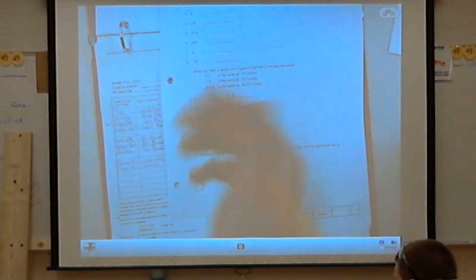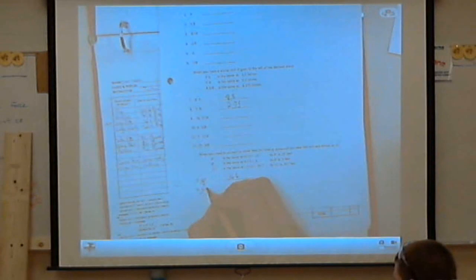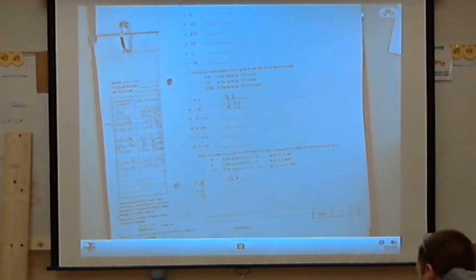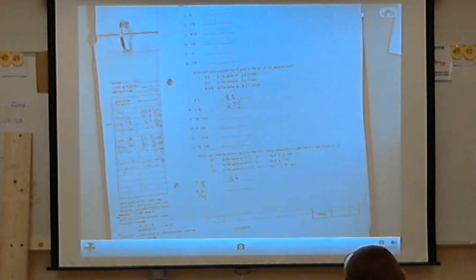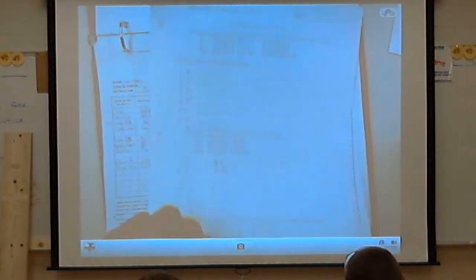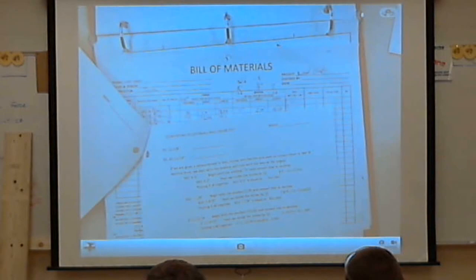Okay, we go through the next one. 6 inches. Okay, so I want to find out what that is in linear feet. 6 divided by 12 is what? 0.5, right? 6 inches is half of a foot. We're going to go through there.